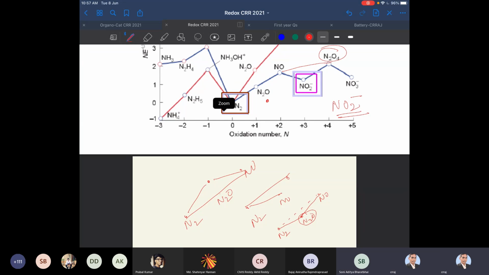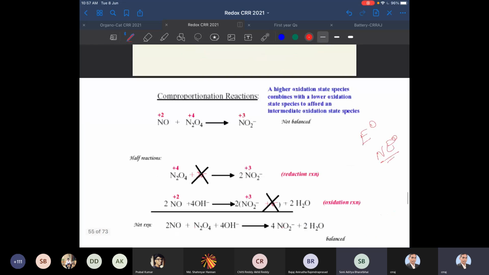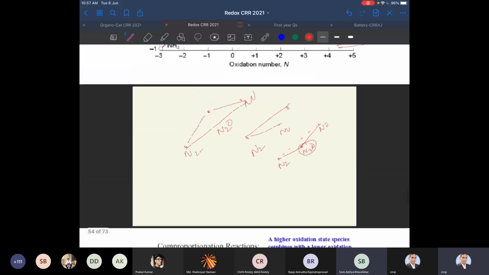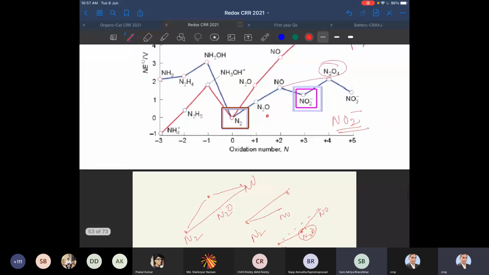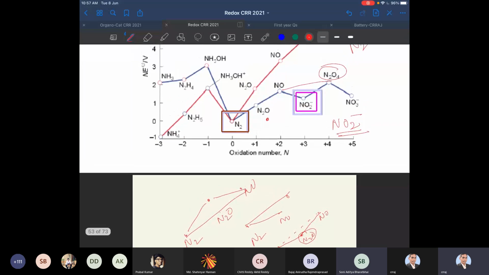Yes, sir. Okay. And sir, can you explain the mathematics behind this trick, that if it is above the line then it will disproportionate, and if it is below the line then it will comproportionate? There is no trick here. This is what Arthur Frost has developed. What is the mathematics? Well, simple.